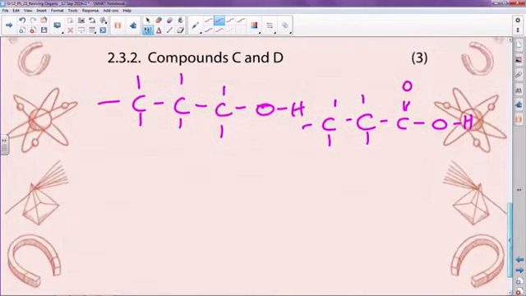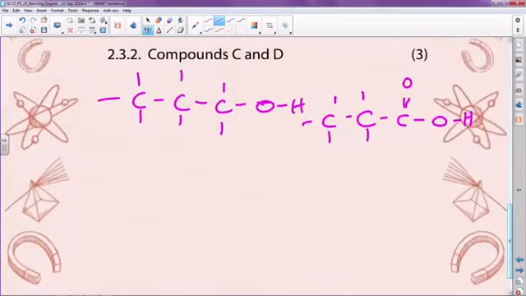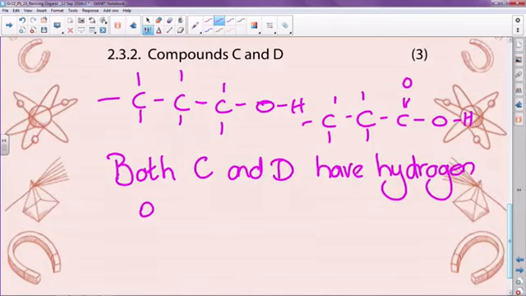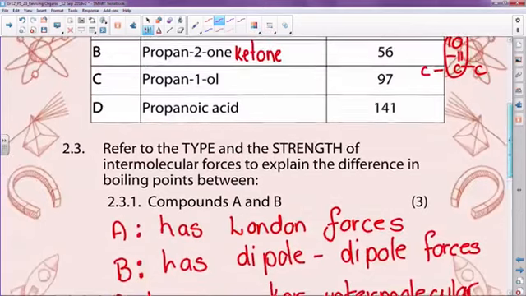Okay, they both have hydrogen bonds. But, and we're going to start there, both C and D have hydrogen bonds. So now we've got to say to ourselves, well, what's different between them that allows propanoic acid to have a much higher boiling point?